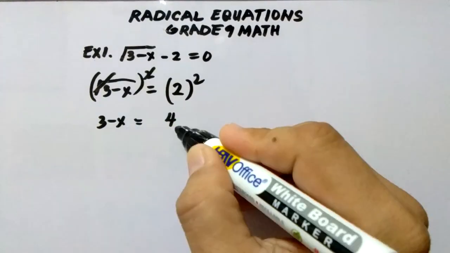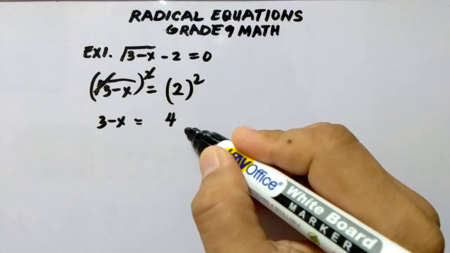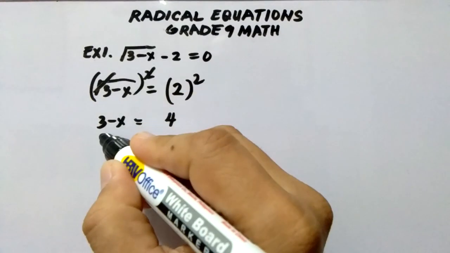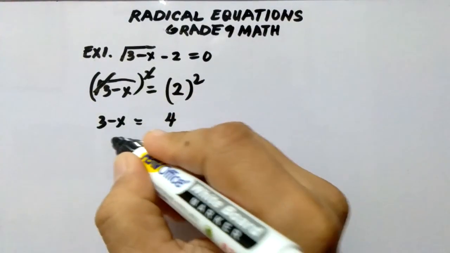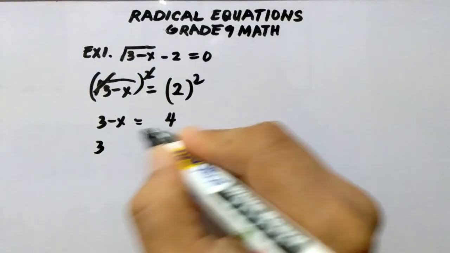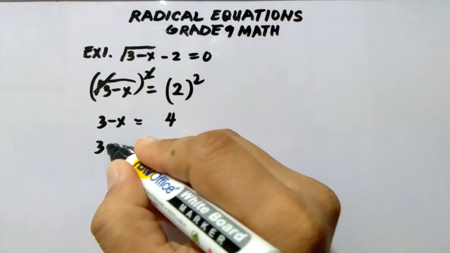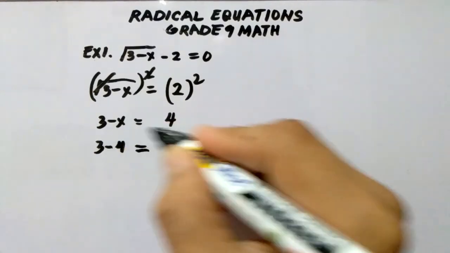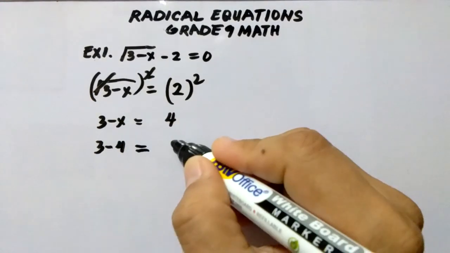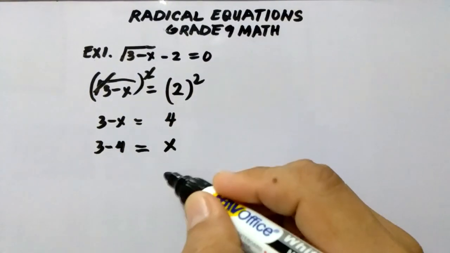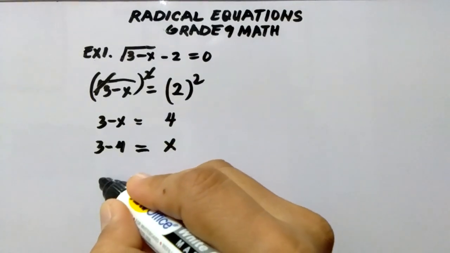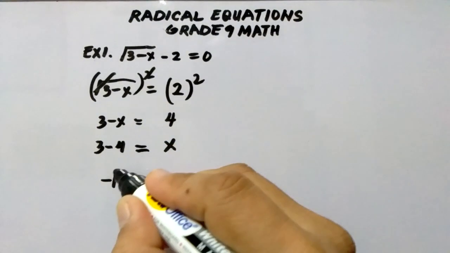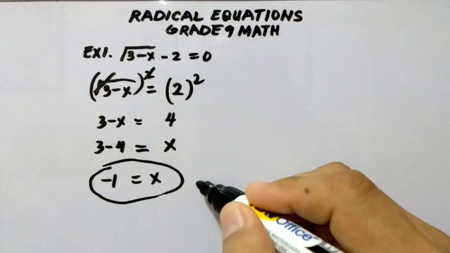So, i-transpose po natin itong negative x dito sa may right side at itong 4 dito po sa may left side. So, we have 3. Then, transpose positive 4 to the left side, magiging negative 4 po yan, is equals to, so negative x, transpose po natin dito sa right side, magiging positive x na po yan. So, 3 minus 4, that is negative 1, is equals to x. So, x is equals to negative 1.